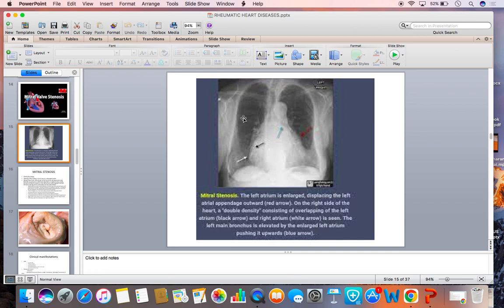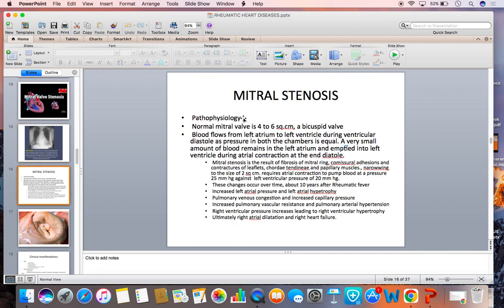If you take a barium swallow and take a shot in the LAO position, you see the pressure of the left atrium on the esophagus showing a sickle shape. This is the sickling sign of the esophagus in barium swallow due to enlargement of the left atrium. We consider these images in the diagnosis of mitral stenosis.